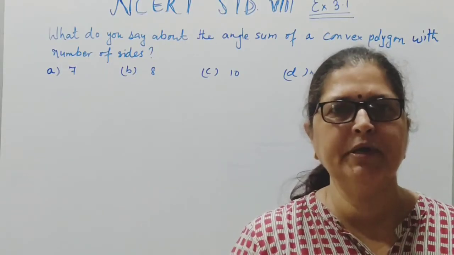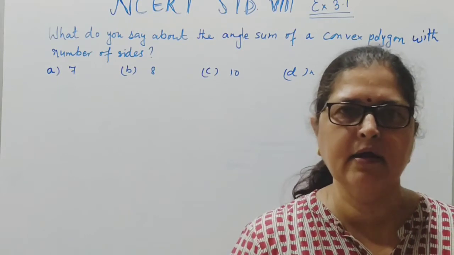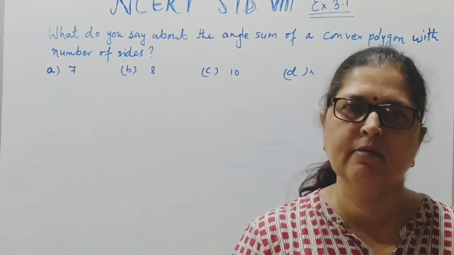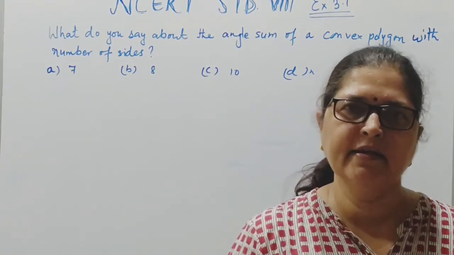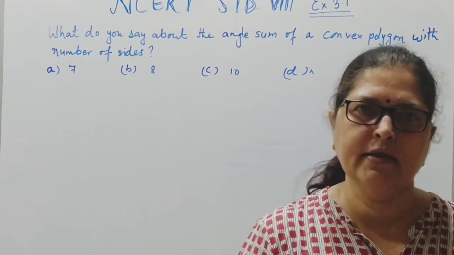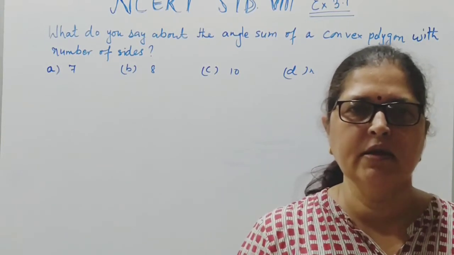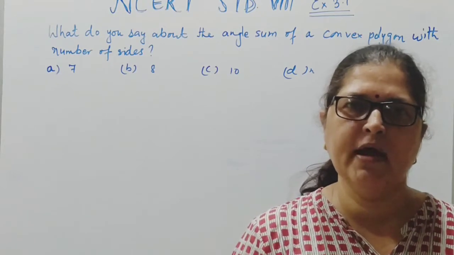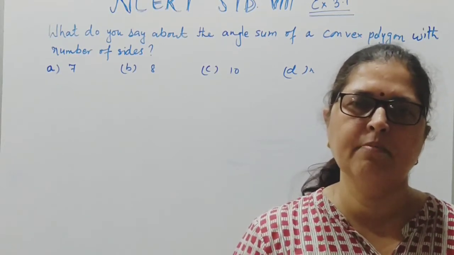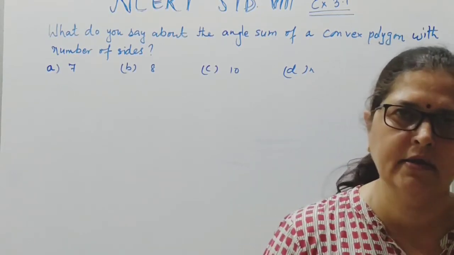So from the table we deduce that the sum of all the angles in a convex polygon is given by number of sides minus 2 into 180 degrees. For example, if a polygon has n sides, then the sum is given by n minus 2 into 180 degrees.